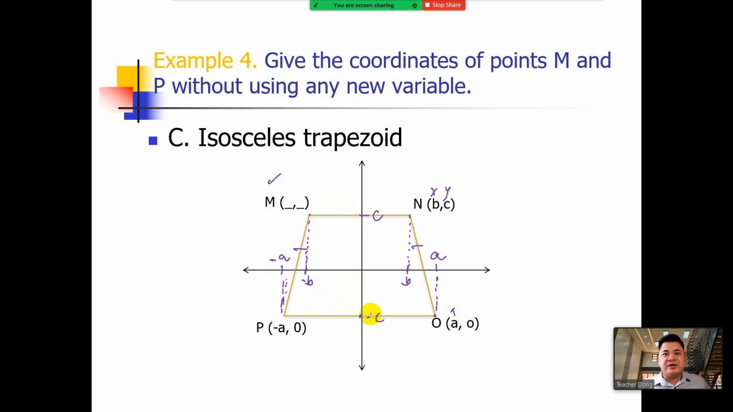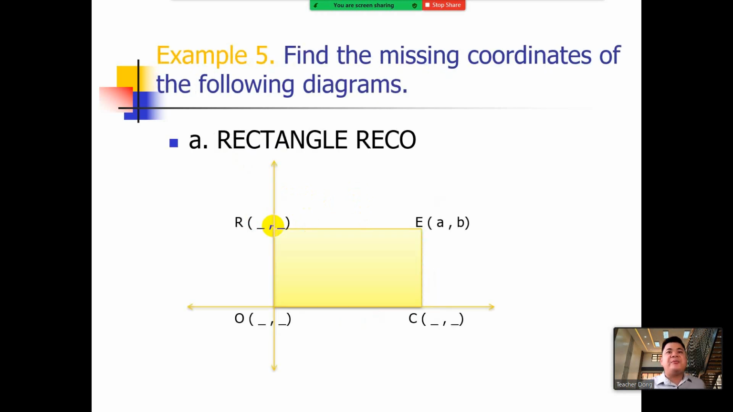Oh, sorry, it's the symbol O, rather, not 0. Now, let's proceed. For point M, we can now say that your x is negative b and your y is positive c. As simple as that. That's for the trapezoid. Next, we have the rectangle. Teacher, we only have one given coordinate.